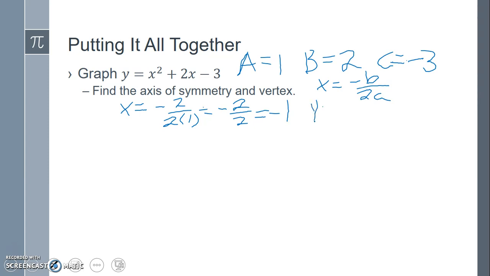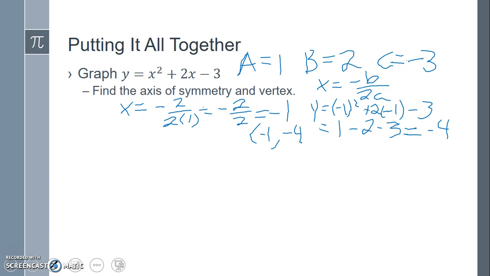So I get y equals negative 1 squared plus 2 times negative 1 minus 3. So simplify this down, we get negative 1 squared is 1, 2 times negative 1 is minus 2, minus 3. 1 minus 2 is negative 1, minus 3 equals negative 4. So our vertex is at negative 1 for our x-coordinate here, and negative 4 for the y.